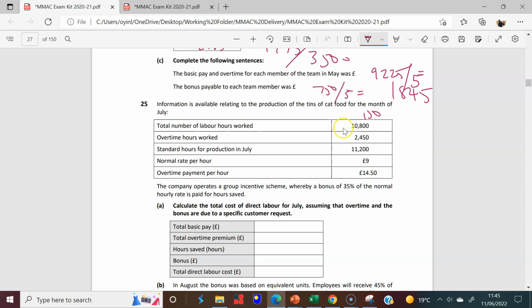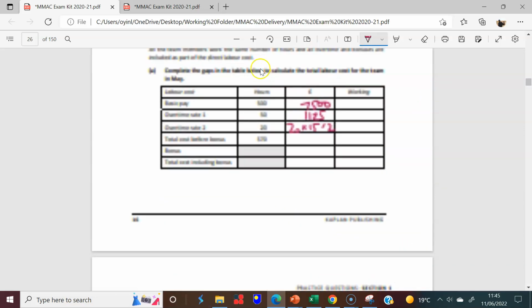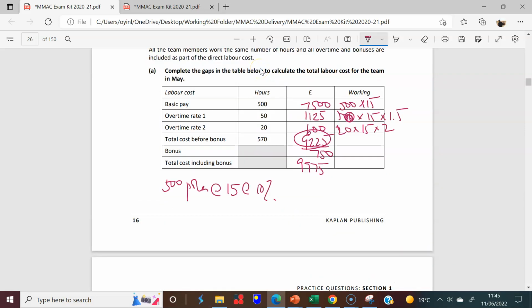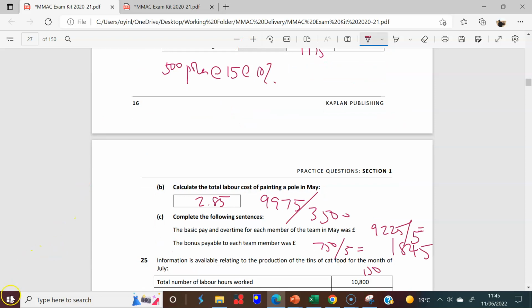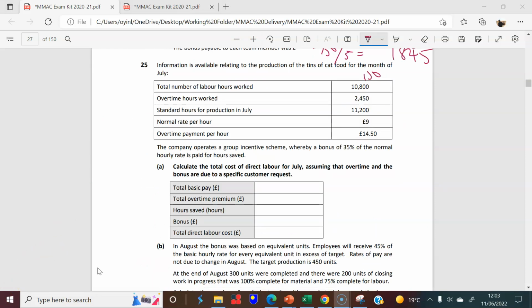And those are the answers for that. So just separate out these two, focusing on the cost before the bonus and then focusing on the bonus. And that's question 24, a question in this series on labor. It's quite a long series actually on labor, because of the variety of questions.